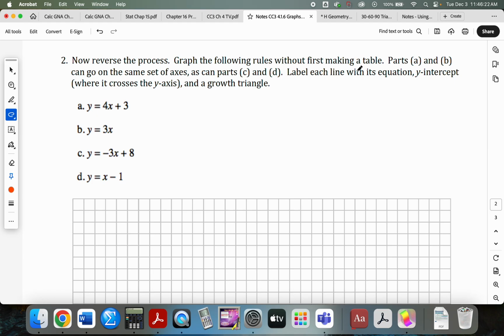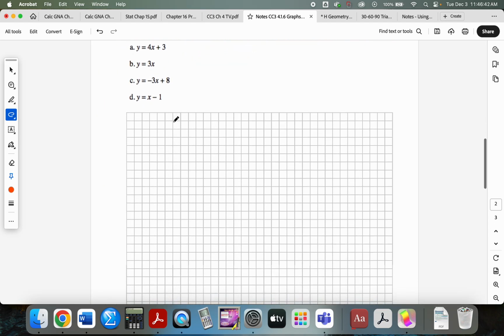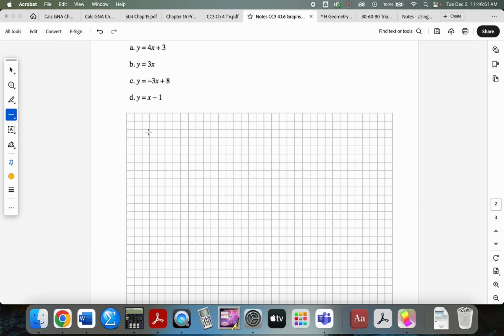Parts A and B could go on one set of axes, and then parts C and D on another set. Label each line with its equation, y-intercept, that's where it crosses the y-axis, and a growth triangle. It's another way of saying the unit triangle. I'm going to make this somewhat smaller. And I'll do A and B with you, and then you can do C and D after that. So I need some axes.